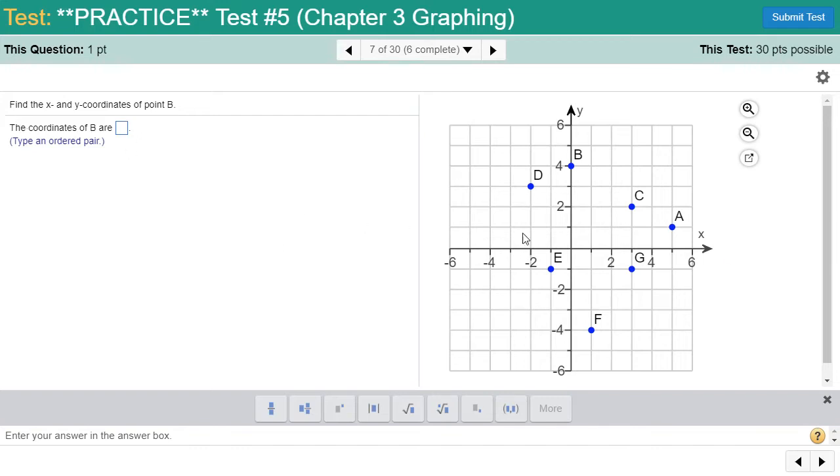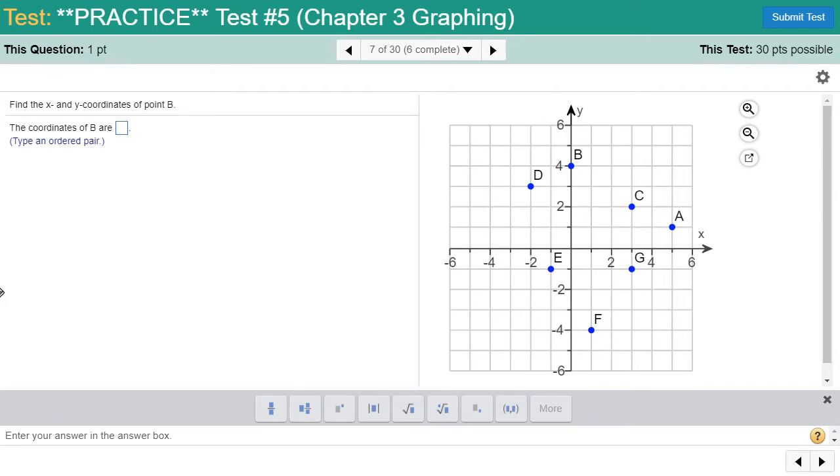So all we have to do, we've been given again a whole bunch of points here that have been plotted. Looks like points A through G, so a series of points, and all we have to do is identify the ordered pair for point B. So first things first, let's find point B on our graph, and it looks like point B is right here. So we want to identify what is the ordered pair of that point.